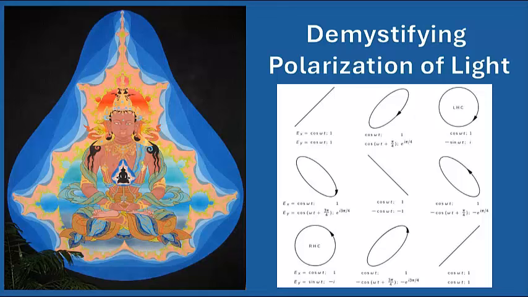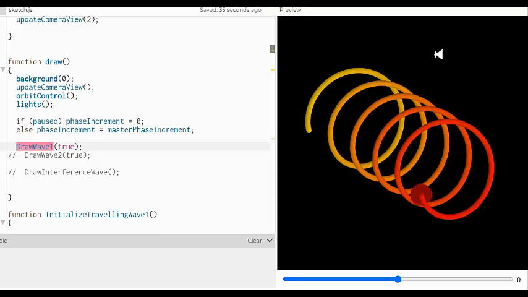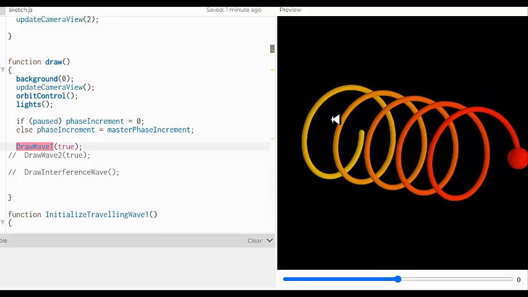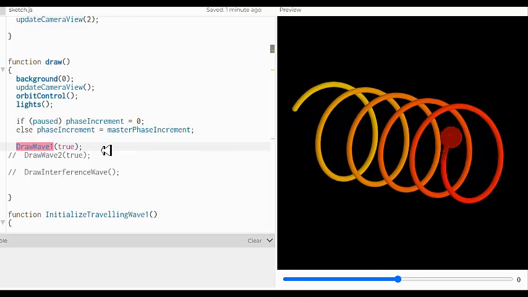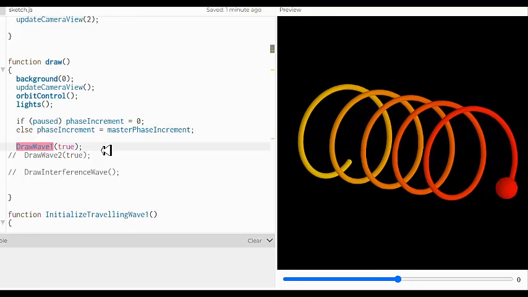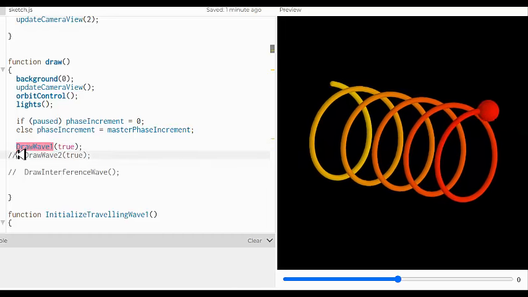So we're going to start by demystifying the polarization of light using the software I developed for the helix wave interference that I showed you a few videos back. Here is the code for generating the helix wave. On the right, of course, you can see the helix wave as it's being generated. This is basically the same code as before, only now instead of two waves going in opposite directions and interfering with each other, I have two waves going in the same direction and interfering with each other.